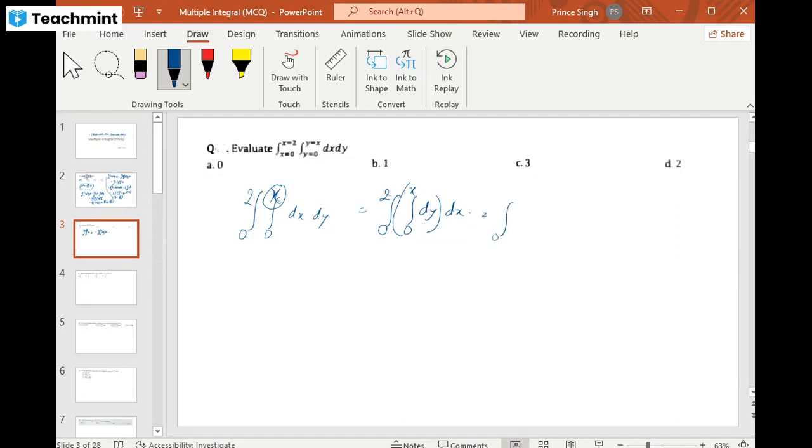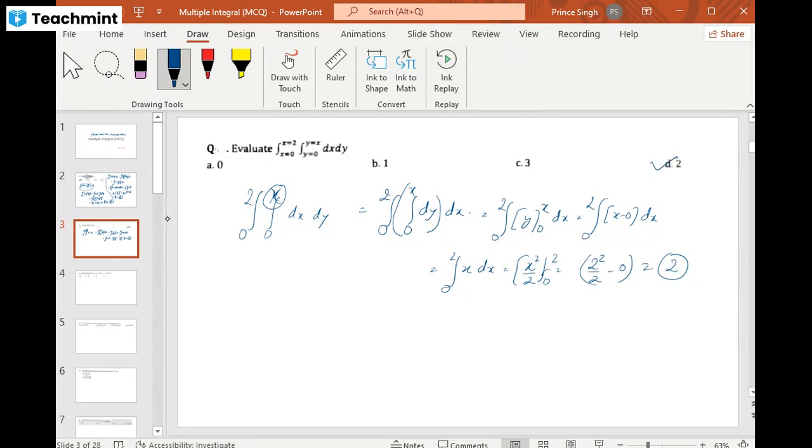So what is the integral of dy? This is y with the limit 0 to x. On substituting upper limit and lower limit, this is x minus 0 dx. And the integral of x is x squared by 2 with the limit 0 to 2. On substituting the upper limit, that is 2 squared by 2 minus 0, so 4 by 2, the answer comes out to be 2 only. So the correct answer in this case is option D.